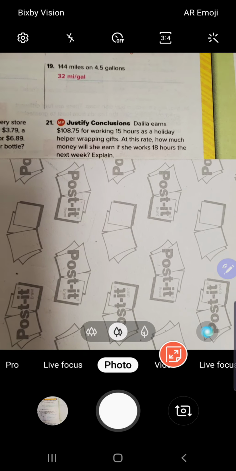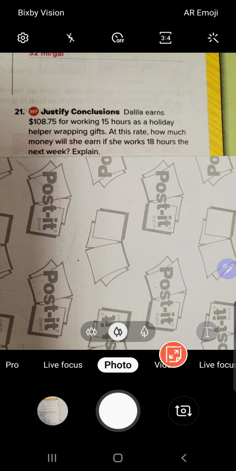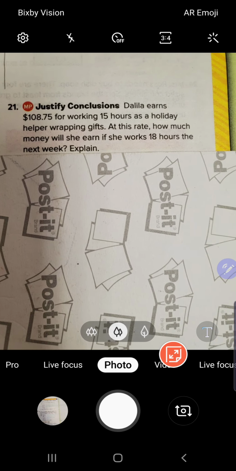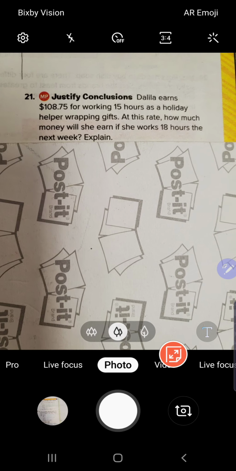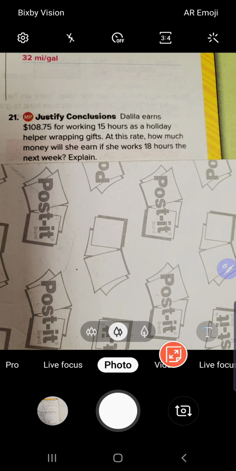Problem 21, number 15, or page 15. Delilah earns $108.75 for working 15 hours as a holiday helper wrapping gifts. At this rate, how much money will she earn if she works 18 hours the next week?